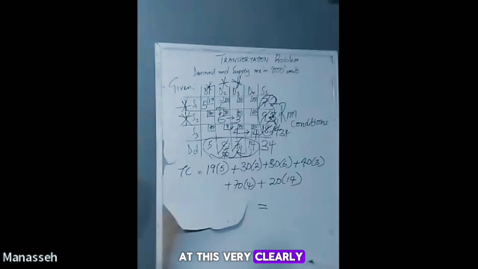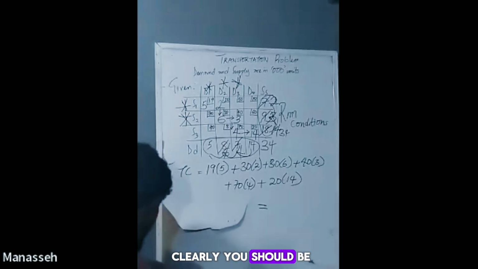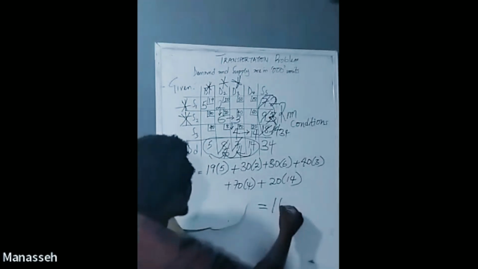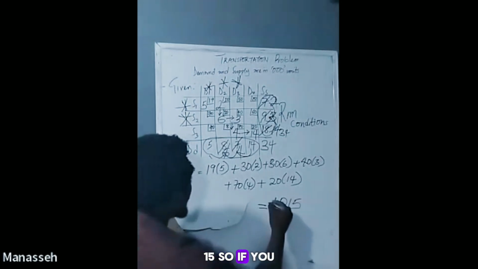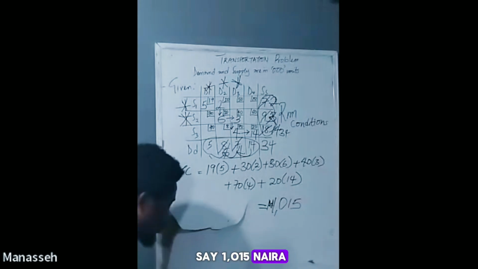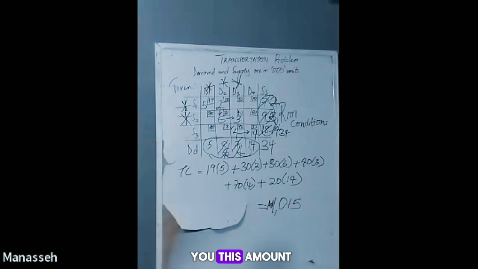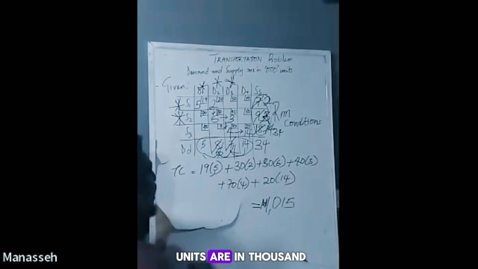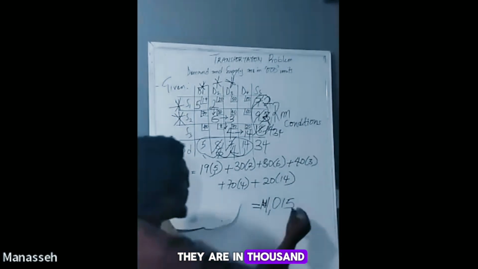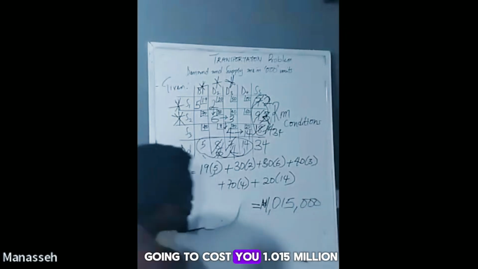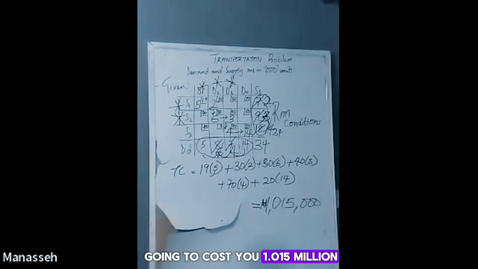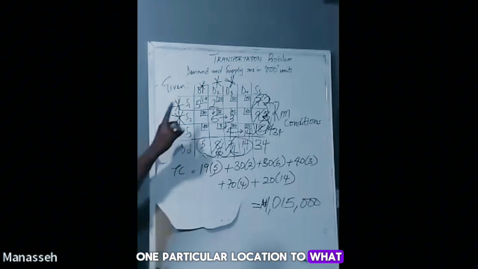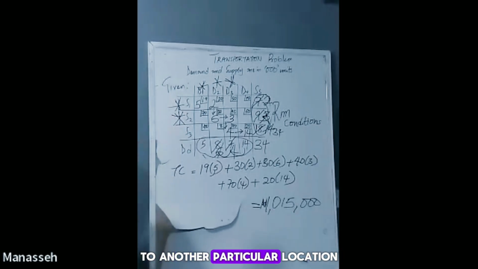Look at this very clearly. You should be having a total sum of 1,015. So if you are using naira, we say 1,015 naira. So which means that it's going to cost you this amount. But remember that we said that these particular units are in thousands. So the fact that they are in thousands means it's going to cost you 1,015,000 naira in order to move your product from one particular location to another.